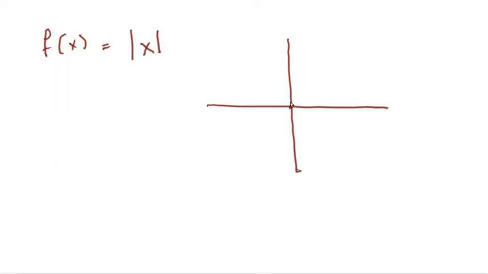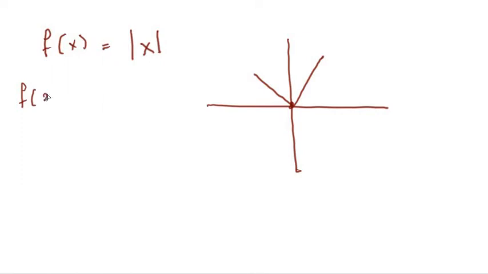What about a function like this? f of x equals the absolute value of x. If we graph this function, we get a V shape at the origin. And this graph is symmetric about the y-axis. Now, what about substituting numbers?